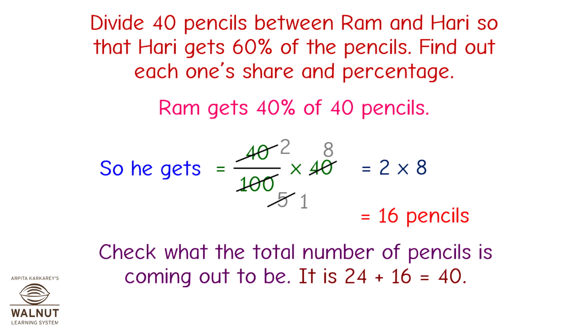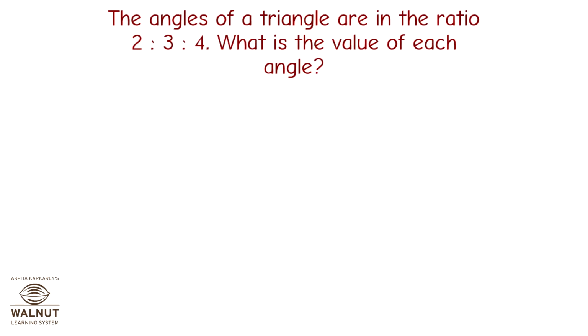Check what the total number of pencils is coming out to be. It is 24 plus 16 is equal to 40. So our answer is correct. The angles of a triangle are in the ratio 2:3:4. What is the value of each angle?